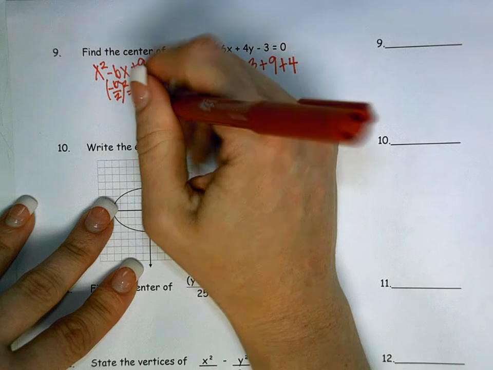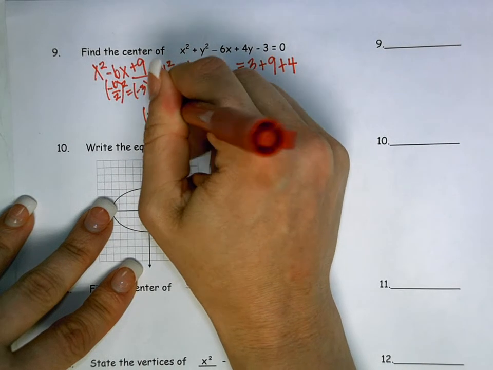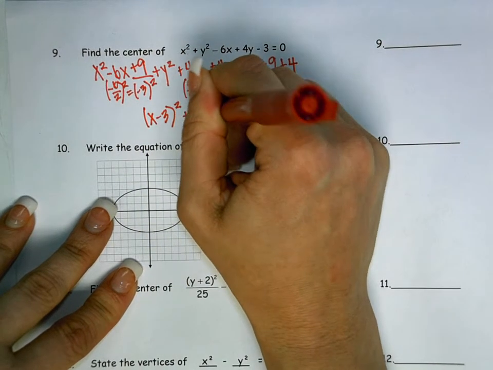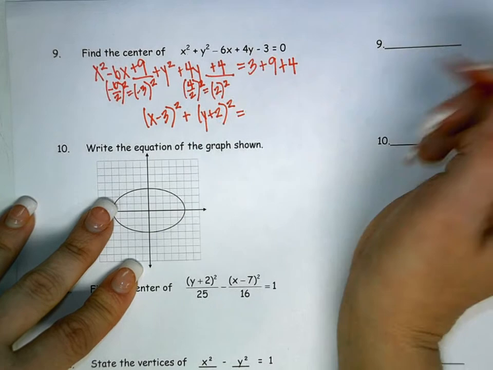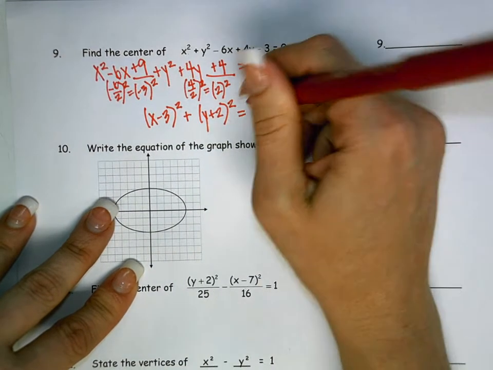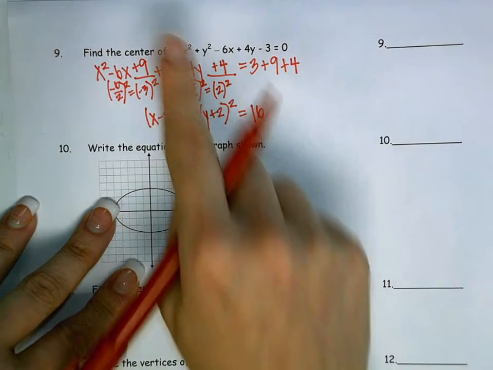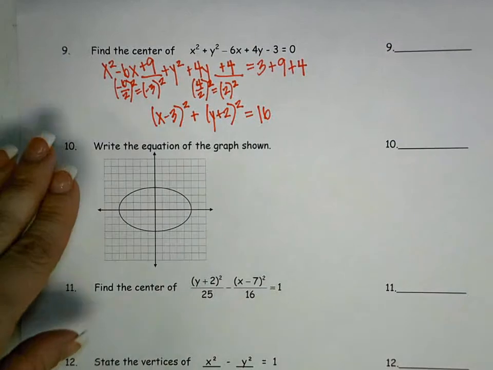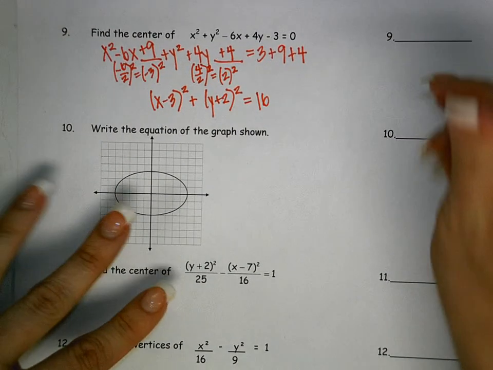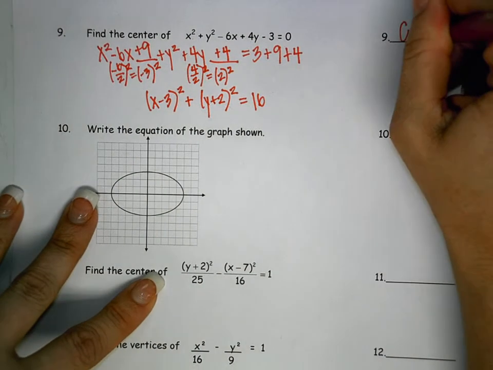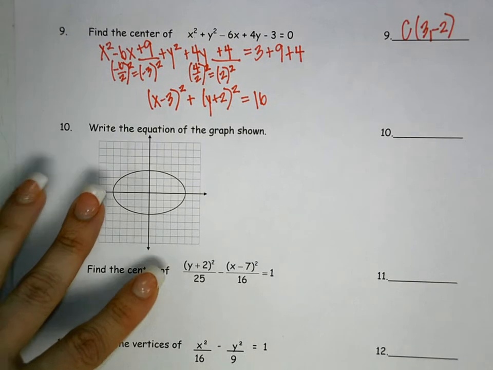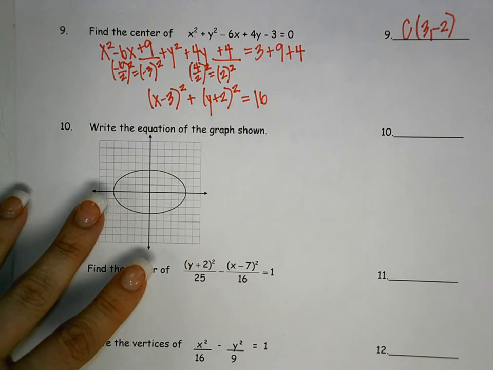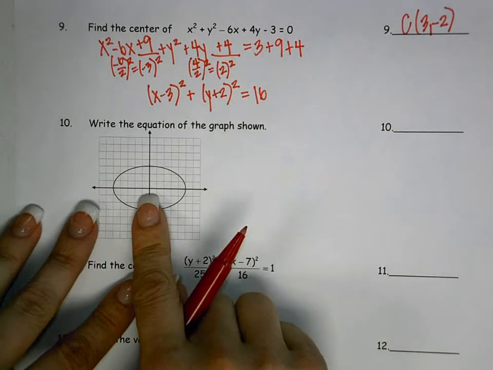So this factors to be (x minus 3) squared plus (y plus 2) squared equals 3 plus 9 plus 4, which is 16. The center, anytime you have something in parentheses, you're going to take it out and switch the sign. So the center would be at positive 3, negative 2. Positive 3, negative 2.